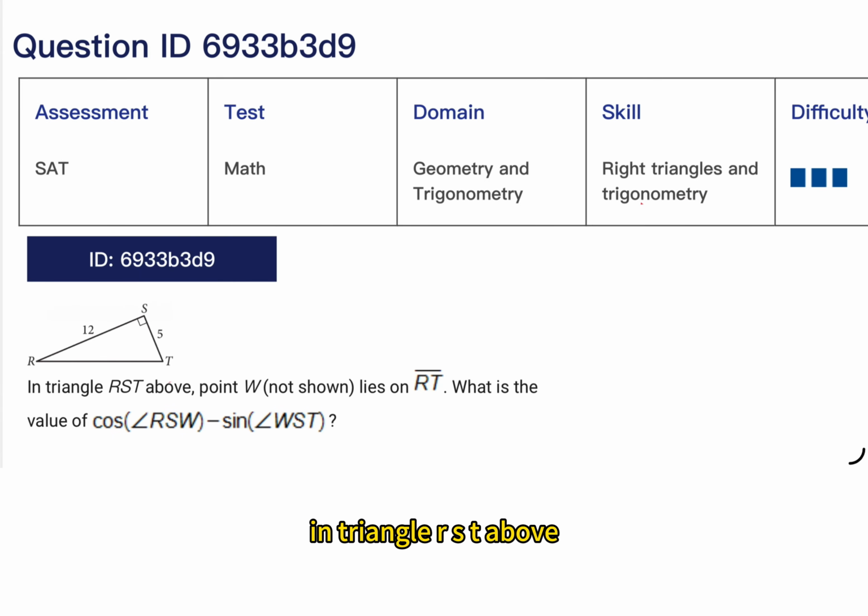In triangle RST above, point W lies on the line RT. What is the value of cosine angle RSW minus sine angle WST?